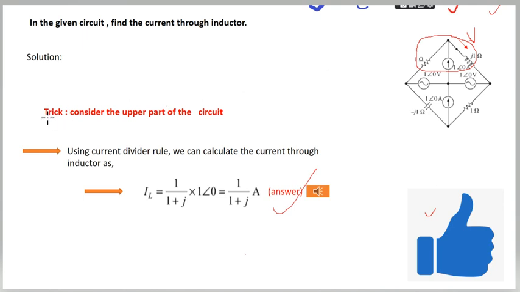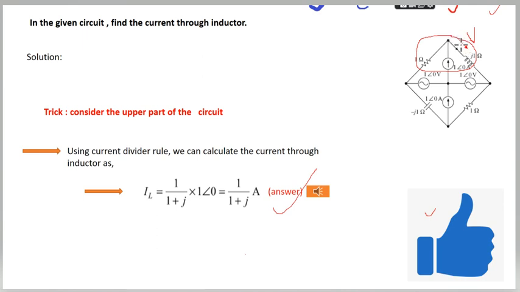First, here we have the trick: considering the upper part of the circuit, then simply we can use the current divider rule. So here we have to calculate the current through this branch. Suppose the current flowing through this inductor is IL.